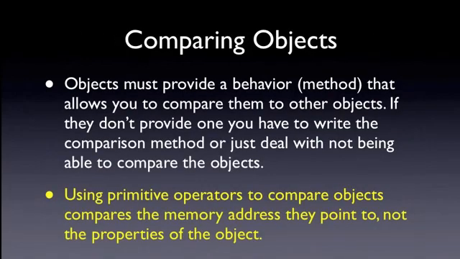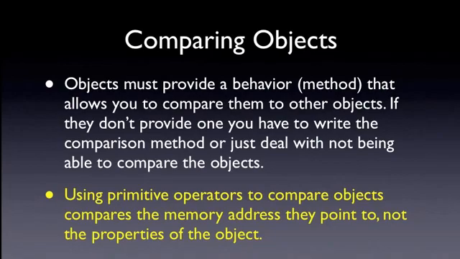If you need to compare strings or objects, then you need to get to the next slide. So let's talk about comparing objects. The only way you can compare two objects is if those objects provide a behavior, and again the formal word for that is method. The only way you can compare two objects is if those objects provide a method to compare themselves to other objects. So you'd have to look at the API, you'd have to look in the book, and see if each object provides a way to compare itself.